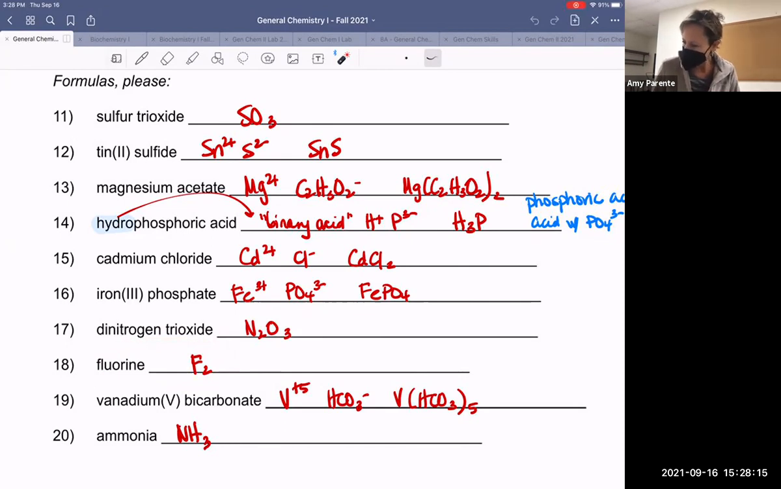Another vanadium compound, vanadium 5 bicarbonate. That's going to be 5 of those bicarbonate ions, so we have that subscript 5 there. And then ammonia. Some of these more common compounds we're going to actually talk about tomorrow in class. So ammonia here is going to be NH3. I'll pause there for a second. Sarah, I don't see you have any questions in the chat, but I'll see if there's anything you want to ask about before we move on to page 5.